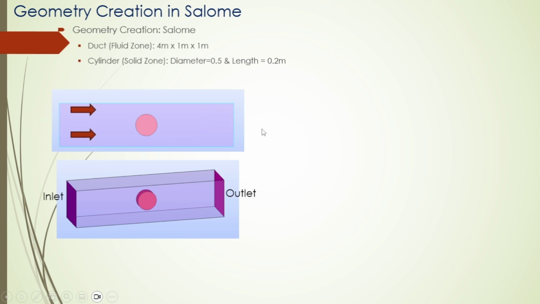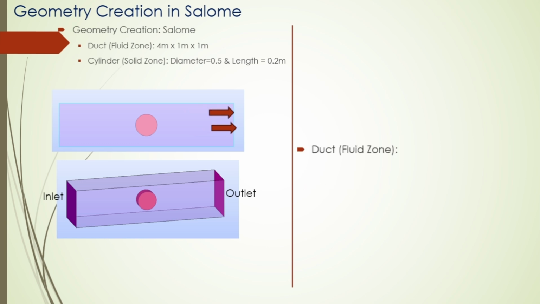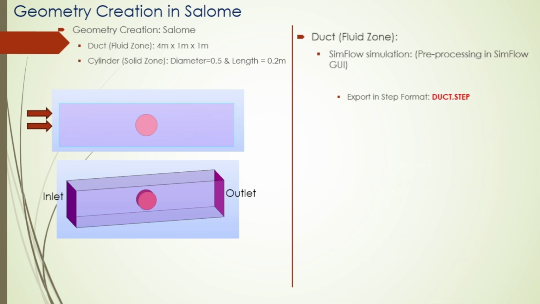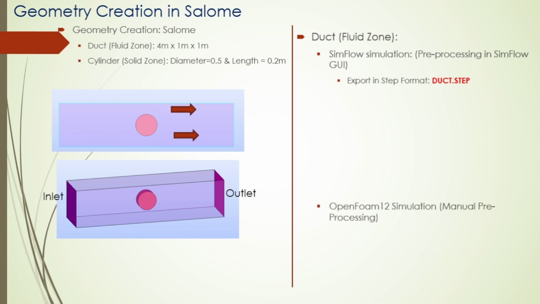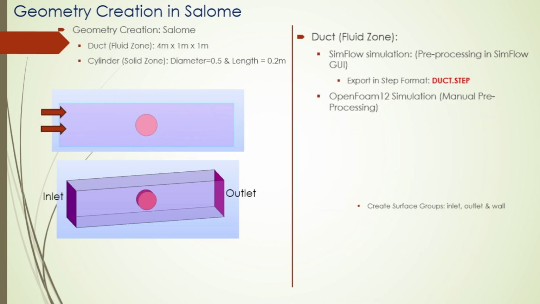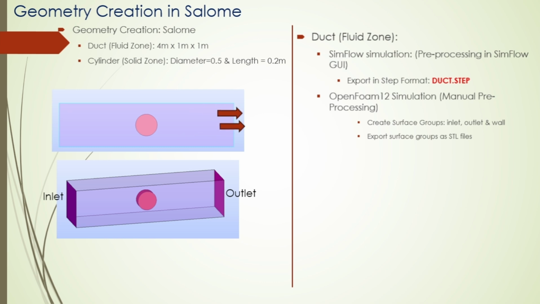in this simulation. For the SimFlow simulation, the duct geometry is to be exported in STEP format. However, the cylinder geometry can be exported in STL format. For OpenFOAM 12, that is for the method 2 simulation, further processing is needed for the duct geometry.